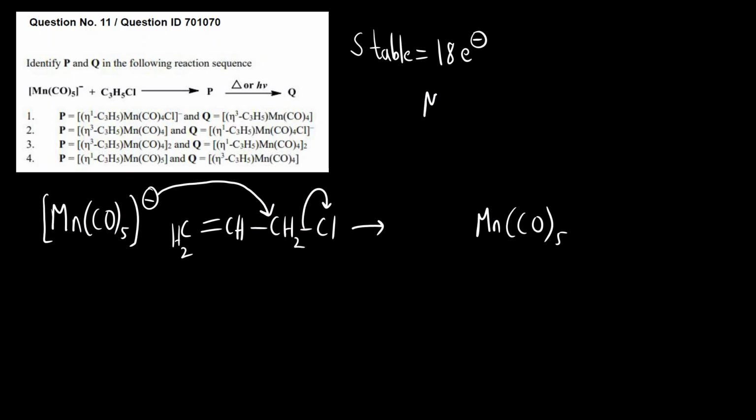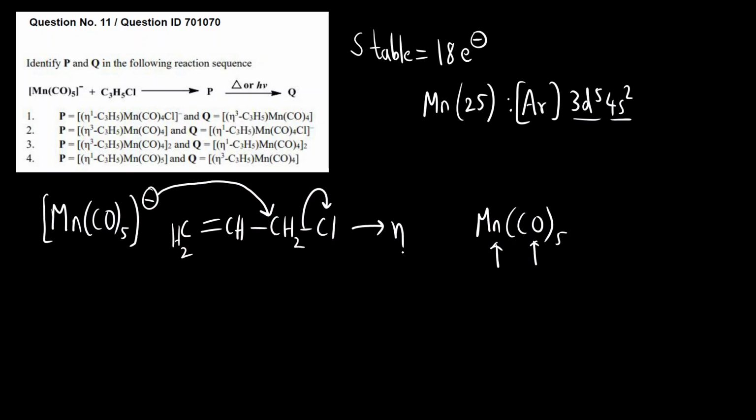Plus manganese. What is the electronic configuration? Manganese is Ar 3d5 4s2, so there are 5 plus 2, 7 electrons. 10 plus 7 is 17. Plus how much will give us 18? 1. So the hapticity here is 1.